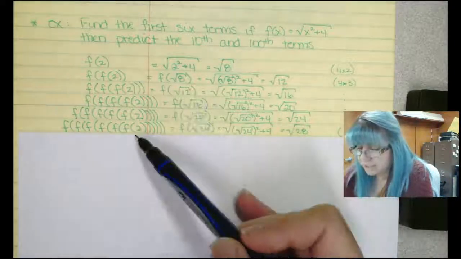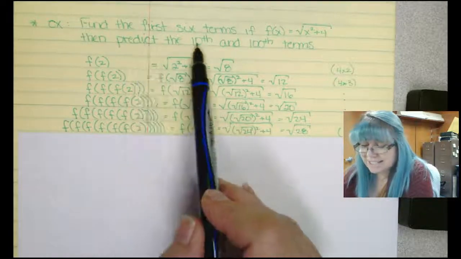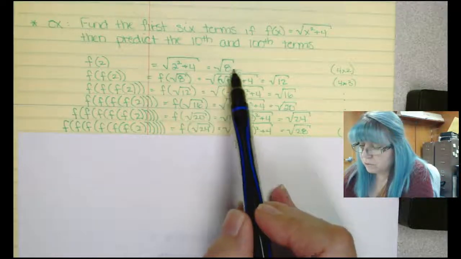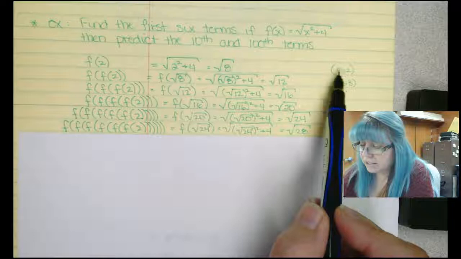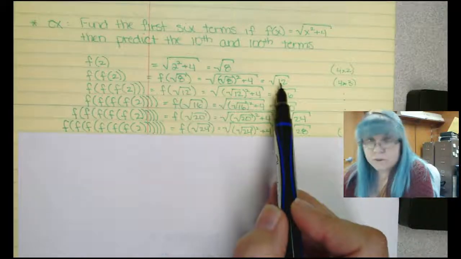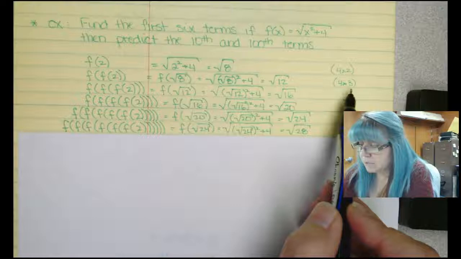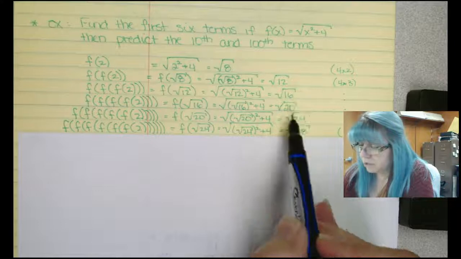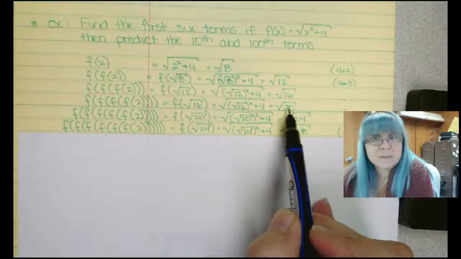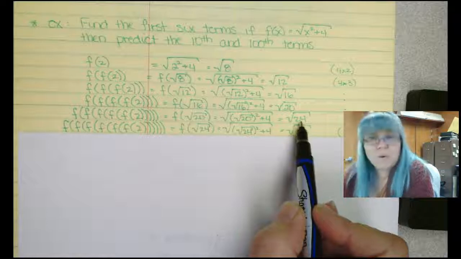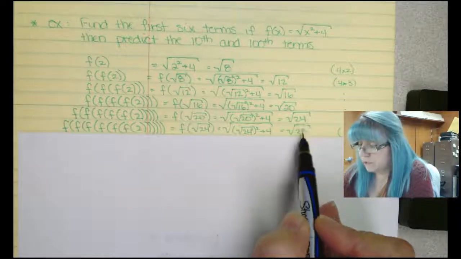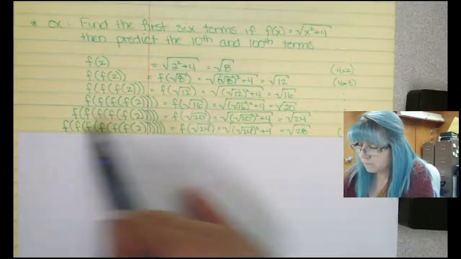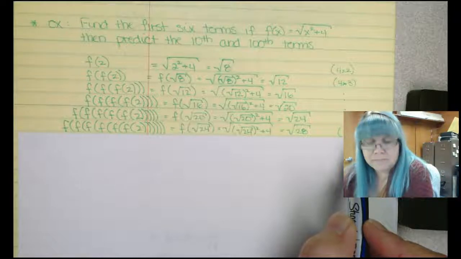Because we found the first 6 terms, let's predict the 10th and 100th. Well, if I look at the square root of 8, I can write it as 4 times 2. The square root of 12, I can write as 4 times 3. Square root of 16, I can write that 16 as 4 times 4. Square root of 20, well 20 I can write as 4 times 5. 24 I can write as 4 times 6, and 28 I can write as 4 times 7. So the sixth term is the square root of 4 times 7.